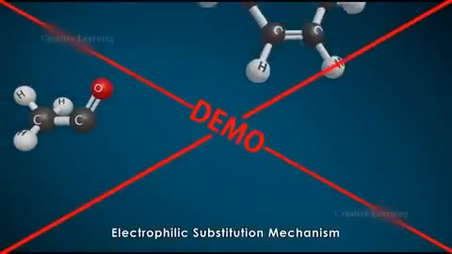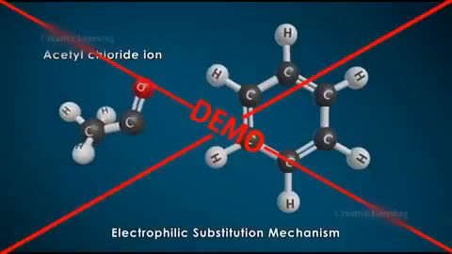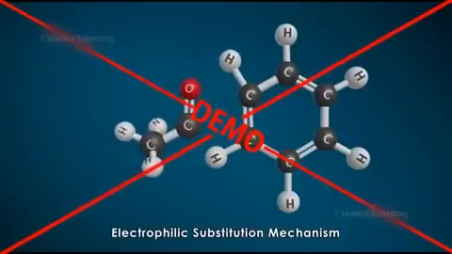The electrophilic substitution mechanism. As the acetyl chloride ion approaches the delocalized electrons in the benzene, the positive charge will attract the electrons. 2 electrons from the delocalized system will form a new bond with the acetyl chloride ion. With the moving away of the 2 electrons from the benzene ring, the delocalization is partially broken and the ring will gain a positive charge.